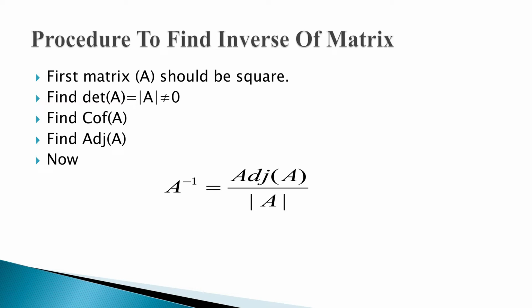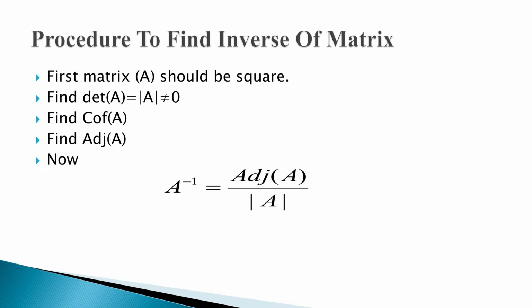Hence, the procedure to find the inverse of a matrix. First, the matrix must be a square matrix. Next, find the determinant of A. If det of A is equal to 0, the matrix becomes singular. We cannot find A inverse.